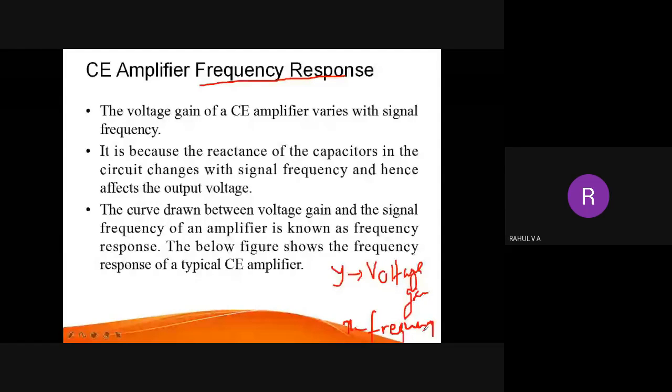The voltage gain of a common emitter amplifier varies with the signal frequency. That is what we are going to see. It is because the reactance of the capacitor in the circuit changes with the signal frequency, and hence it affects the output voltage. We already know there is a coupling capacitor and an emitter capacitor. The reactance of these capacitors will change with signal frequency.